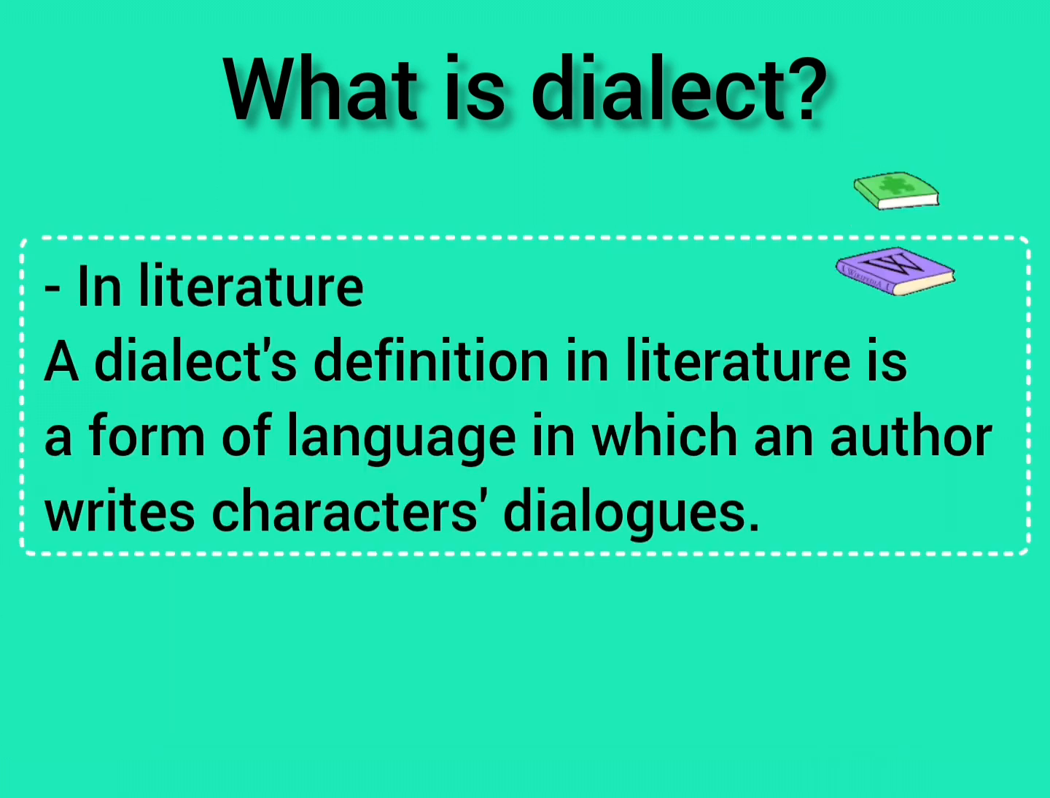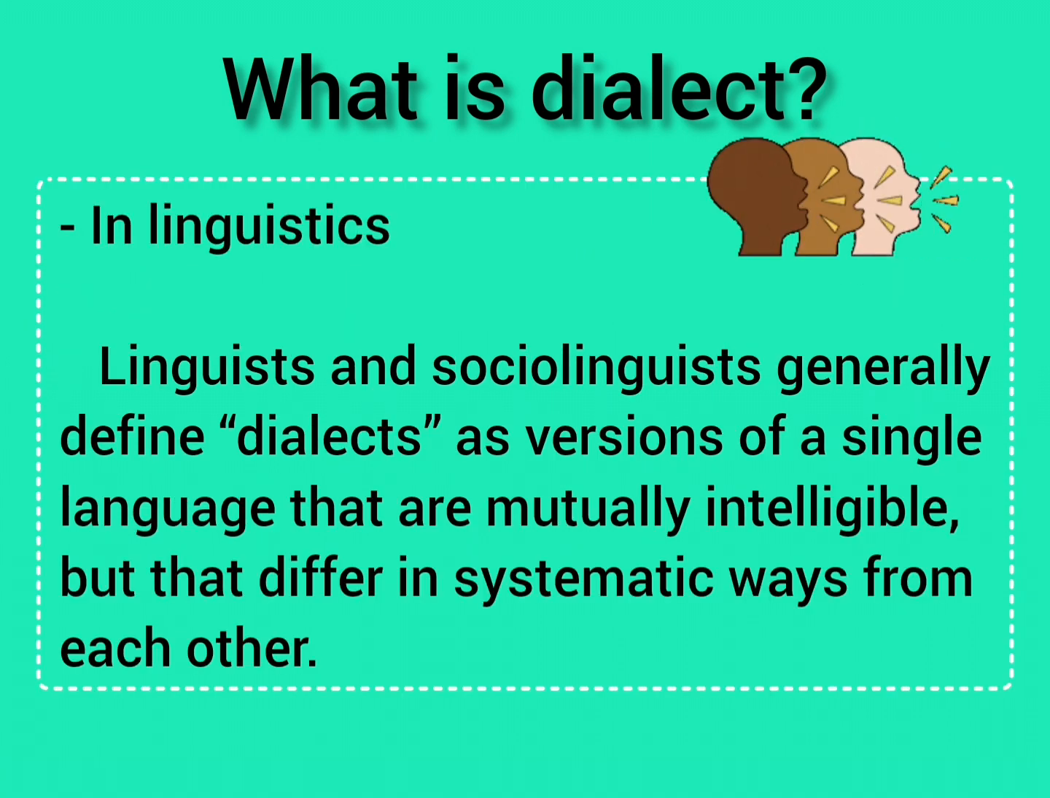In literature, a dialect is a form of language in which an author writes characters' dialogue. But in linguistics, linguists and sociolinguists generally define dialects as versions of a single language that are mutually intelligible but that differ in systematic ways from each other.